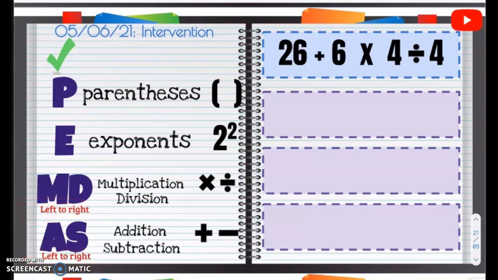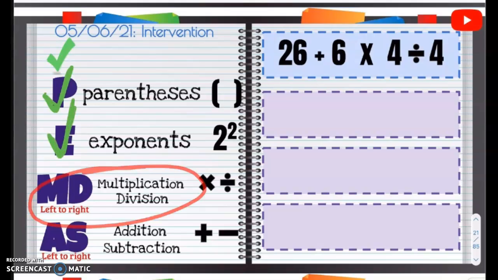Now, let's take a look. Do we have any parentheses? Nope. So I'm going to check off the parentheses. No parentheses. How about exponents? Nope. No exponents. Multiplication and or division?